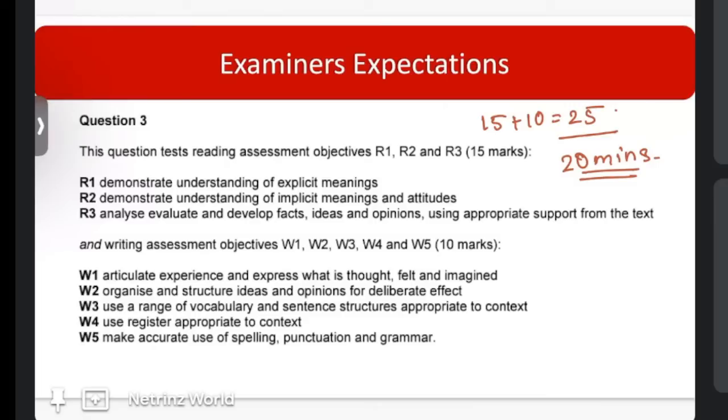What are explicit meanings? They give a direct understanding of what exactly the writer is trying to say. And implicit is an indirect way of saying certain things. That is your implicit meaning. So you have to identify explicit and implicit meanings, and attitudes. When I say attitudes, that means the tone, the register, the voice of the writer or the character that the writer is trying to portray in the text. Analyze, evaluate and develop facts, ideas and opinion.